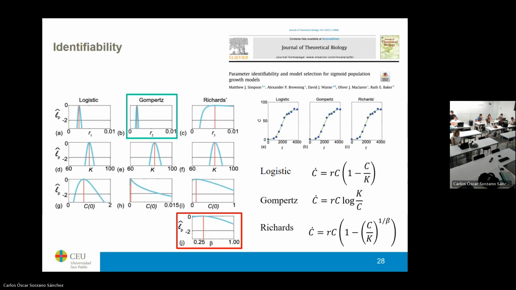Okay, can I always find my parameters? This is something called identifiability. So this is somehow related to sensitivity.